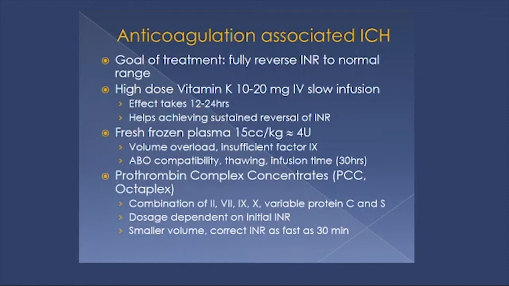You can also use fresh frozen plasma or prothrombin complex concentrates as alternatives in reversing the anticoagulant effects in patients who have intracerebral hemorrhage. So in that bullet where there was a question about the role of the FFP, this is where it comes in, in patients who are on anticoagulation and are having intracerebral hemorrhage.